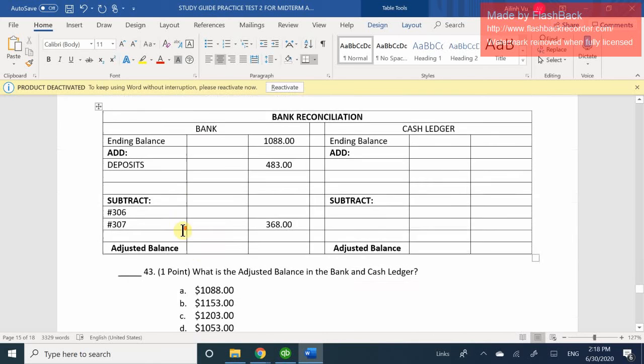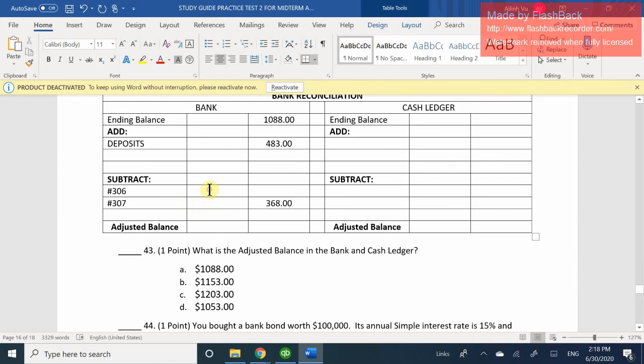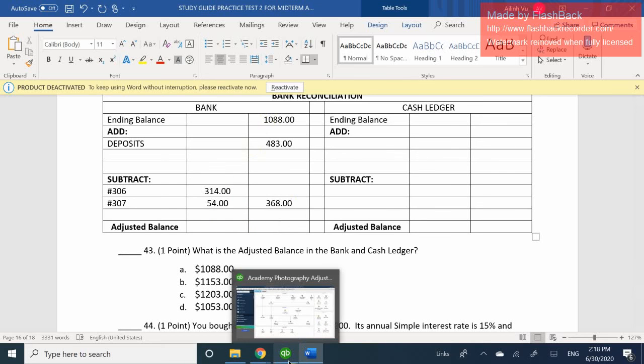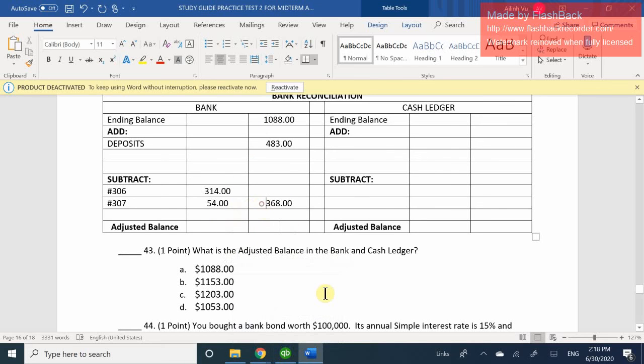314 and 54, which should give me a total of $368. Yes. So, what is my total here? $1,038. What happened? 1238? 1203. 1,038. Should be 1203. Okay.